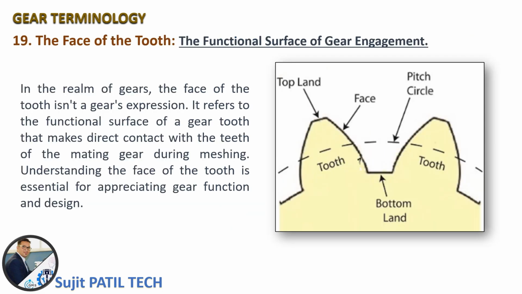19. The face of the tooth. The functional surface of gear engagement. In the realm of gears, the face of the tooth isn't a gear's expression. It refers to the functional surface of a gear tooth that makes direct contact with the teeth of the mating gear during meshing. Understanding the face of the tooth is essential for appreciating gear function and design.